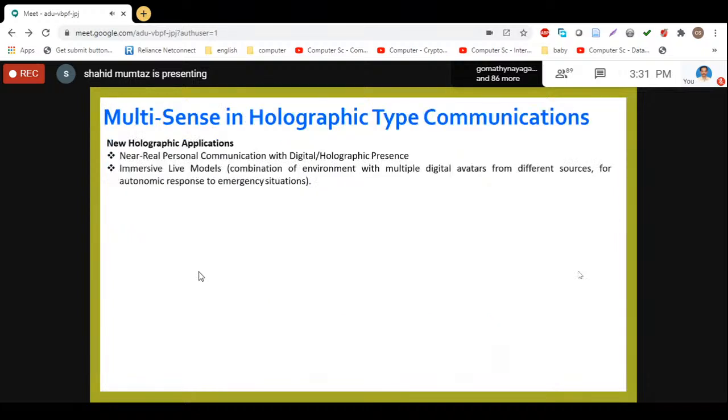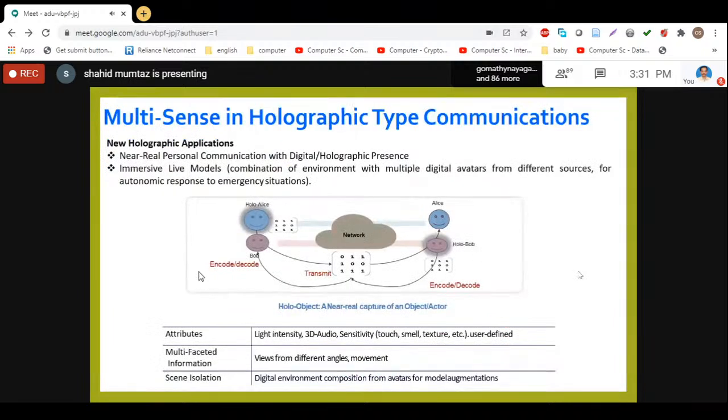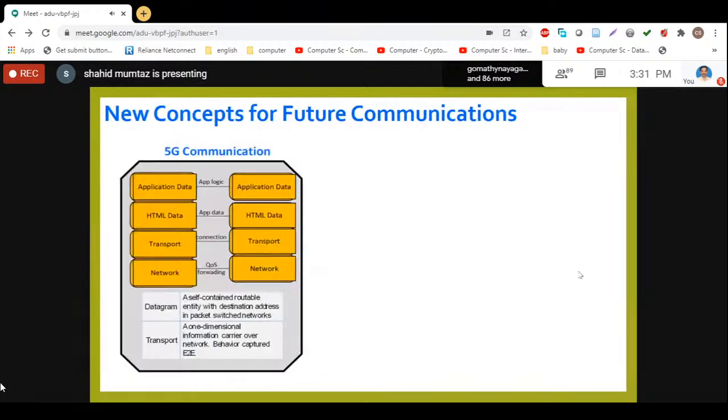For example, if someone wants to do a test inside a lab, they can create Holo Alice with Holo Bob, and you can transmit over the channel and texture. It's not difficult. Try to test one of the human senses and see how it behaves. Okay, so far for 1G to 4G, we are using this model which we teach our students also in the classes.